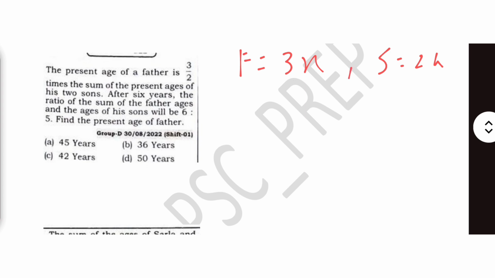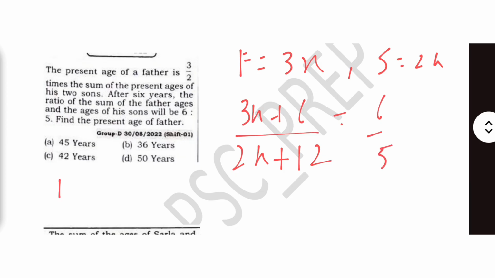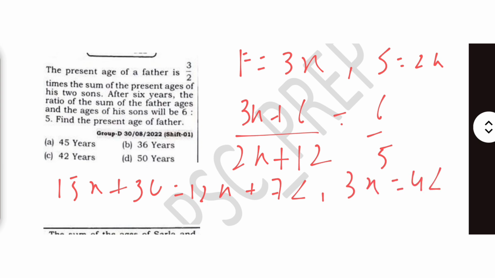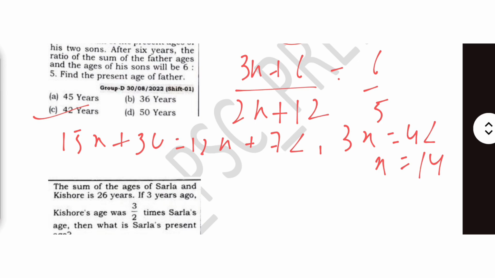Okay, after 6 years, what happens? The father's age after 6 years is 3x plus 6. And since there are two sons, 6 plus 6 becomes 12, because we are counting two sons. What is the ratio over here? It is 6 is to 5. So this is nothing but 5 3s are 15x plus 30 equals 12x plus 72. So 15 minus 12 is nothing but 3x is 42, x is 14. If x is 14, find the present age of the father, it is 3x. 3 into 14 is how much? 42. Simple.